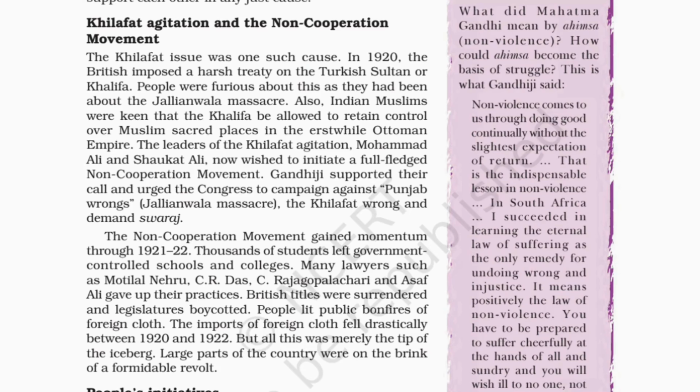Thousands of students left government-controlled schools and colleges. Many lawyers such as Motilal Nehru, C.R. Das, C. Rajagopalachari and Asaf Ali gave up their practices. British titles were surrendered and legislatures boycotted. People lit public bonfires of foreign cloth. The imports of foreign cloth fell drastically between 1920 and 1922, but all this was merely the tip of the iceberg. Large parts of the country were on the brink of a formidable revolt.